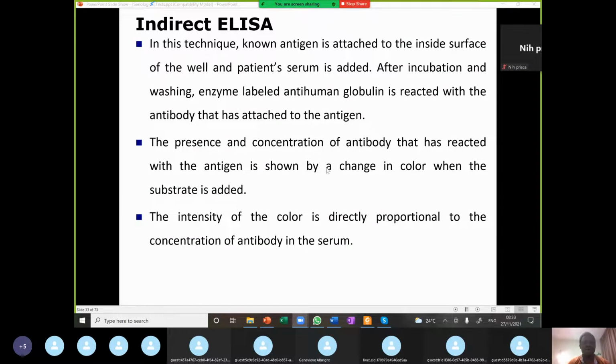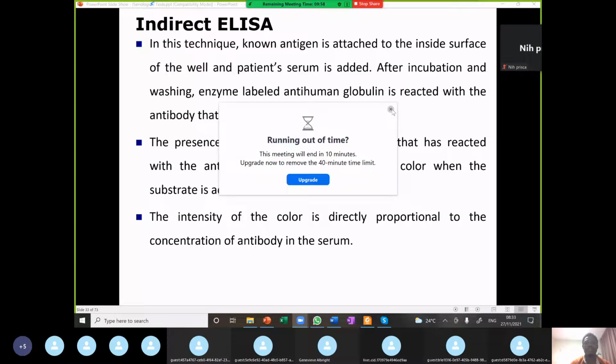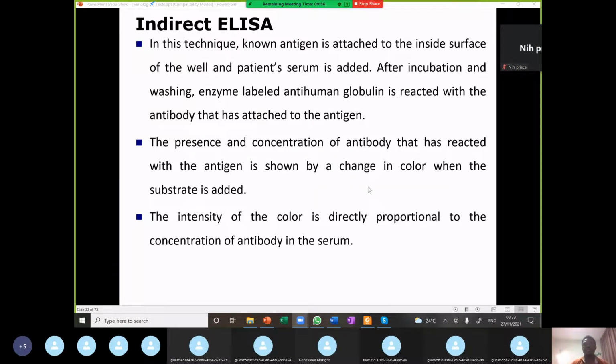Okay, so I've gone through it, but this is just for reading. In this technique, antigen is attached to the inside surface of the well, and patient serum is added. After incubation and washing, enzyme-labeled anti-human globulin is reacted with the antibody that has attached to the antigen. The presence and concentration of antibody that has reacted with the antigen is shown by a change in color. When the substrate is added, the intensity of the color is directly proportional to the concentration of the serum.